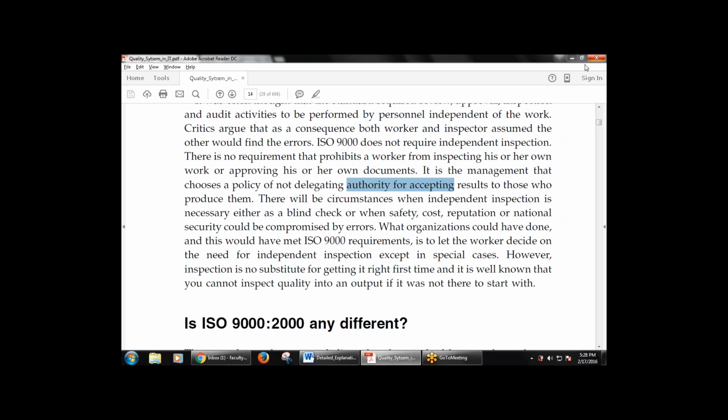So there is an authority that is used for accepting the results. There will be a proper policy authority for those who produce them. And there will be circumstances when independent inspection is necessary, either as a blind check or when safety precautions will be compromised by the error. Now, what could the organization have done? This would have met the ISO 9000 requirement to let the worker decide on the need for independent inspection, except in special cases.